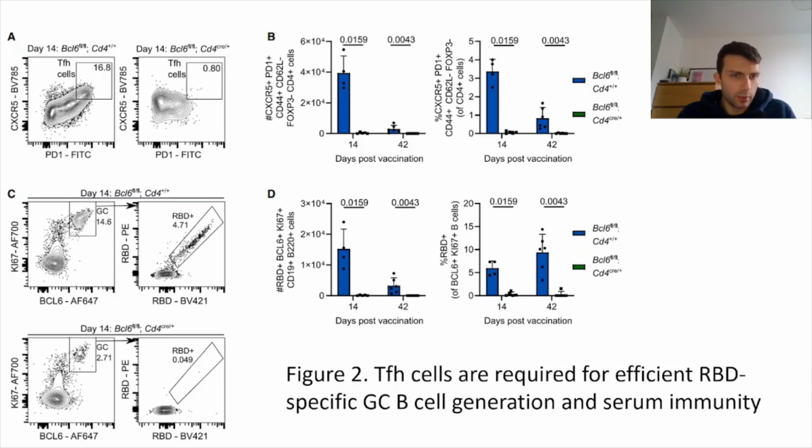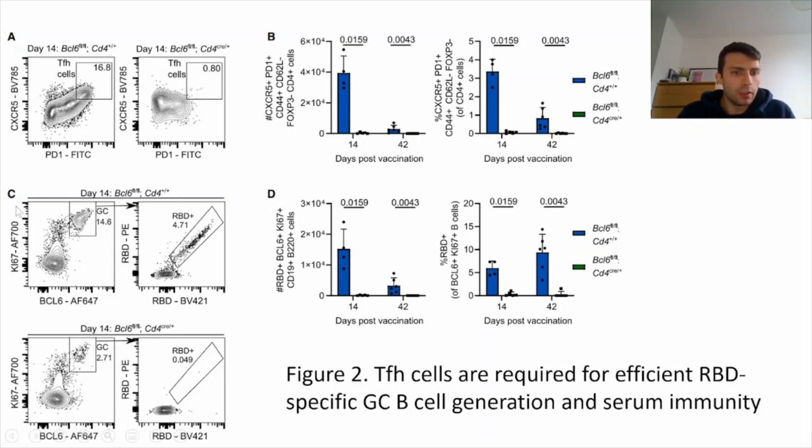Tfh are T follicular helper cells, of course, and here we define them as PD1 and CXCR5 double expressing cells. In the mouse that has the inactive Cre on the left, you can see this population of PD1 and CXCR5 double positive cells, and this population is lost when the Cre is active. The quantification is shown here in B at days 14 and days 42 post-vaccination for the two groups of mice, and you can see that when the Cre is active, we have a complete loss of T follicular helper cells.